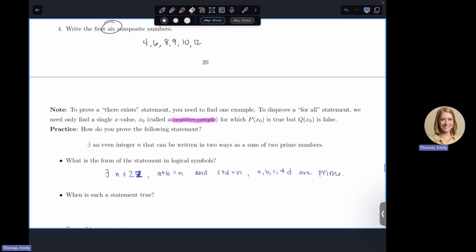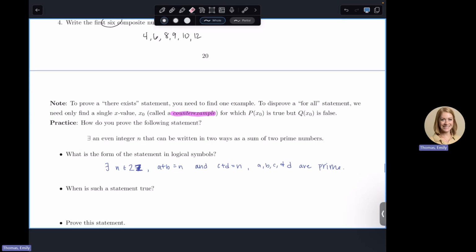When is such a statement true? 10 was your number. When you can find one, right? When you can find an n that works. You're ready to do the next bullet point, Brian.